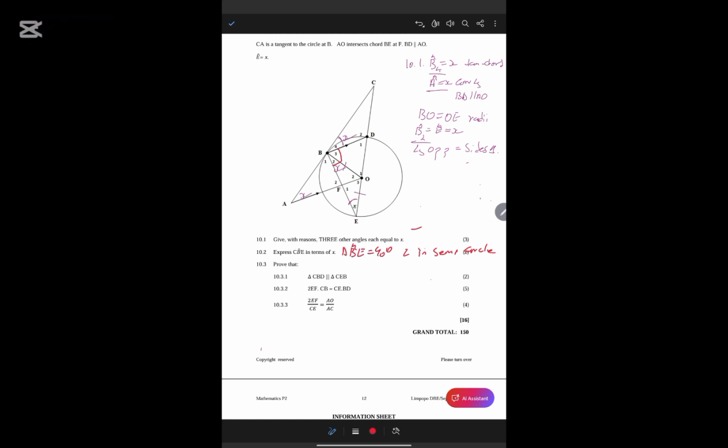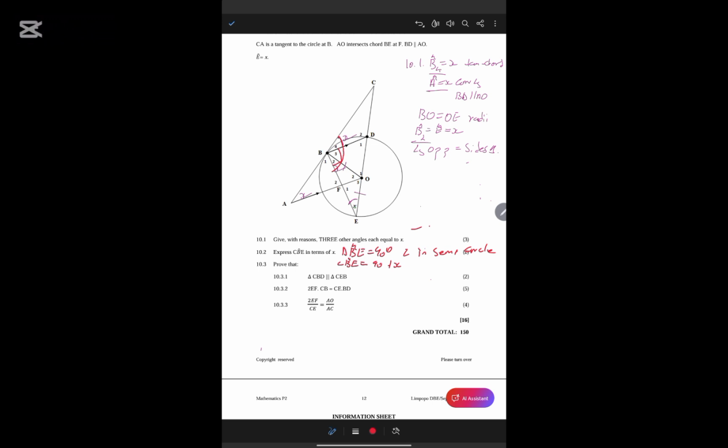But the angle that they are asking us is the whole angle CBE, and we know that angle B4 is x. Therefore, this angle CBE is equal to 90 plus x. So that is the angle.